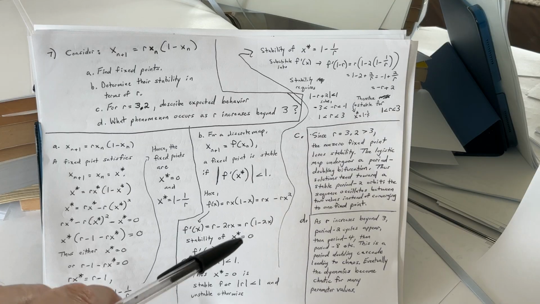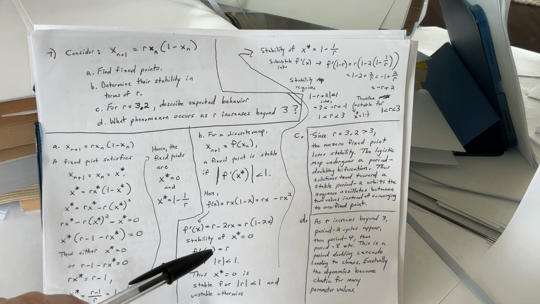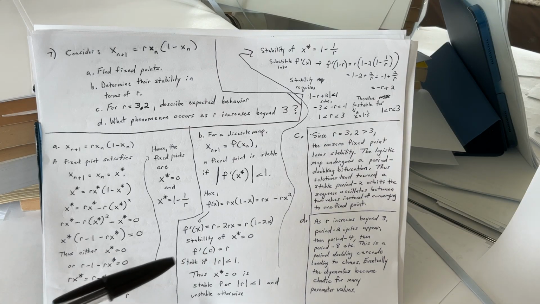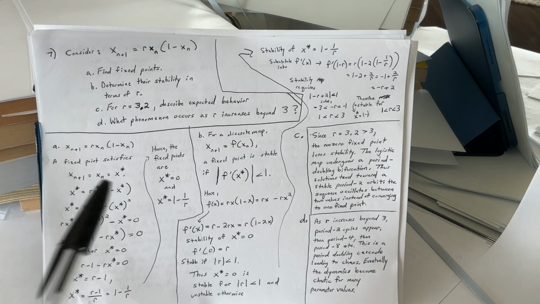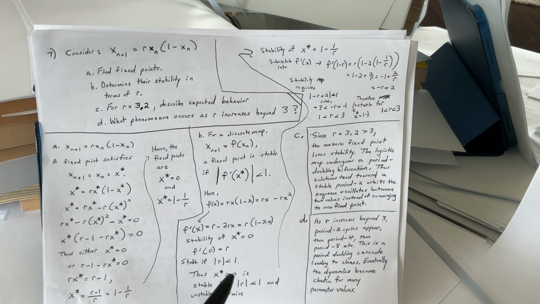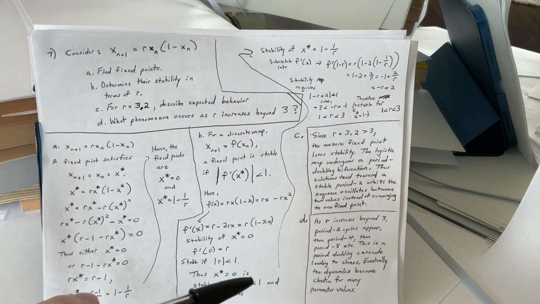So we have the stability of x star equals 0. F prime of 0 equals r. Stable if the absolute value of r is less than 1. Thus, we could say x star equals 0 is stable for absolute value of r less than 1 and unstable under any other circumstances. Unstable otherwise.